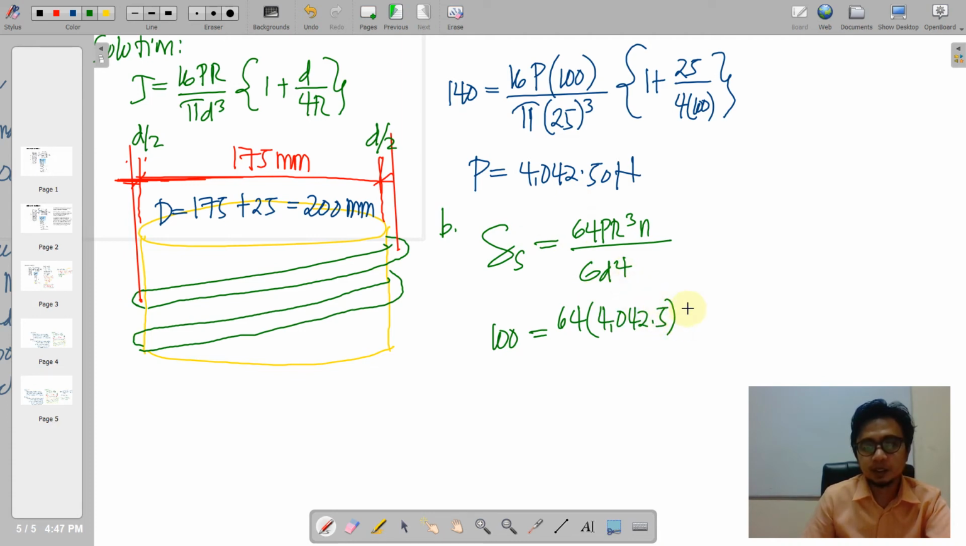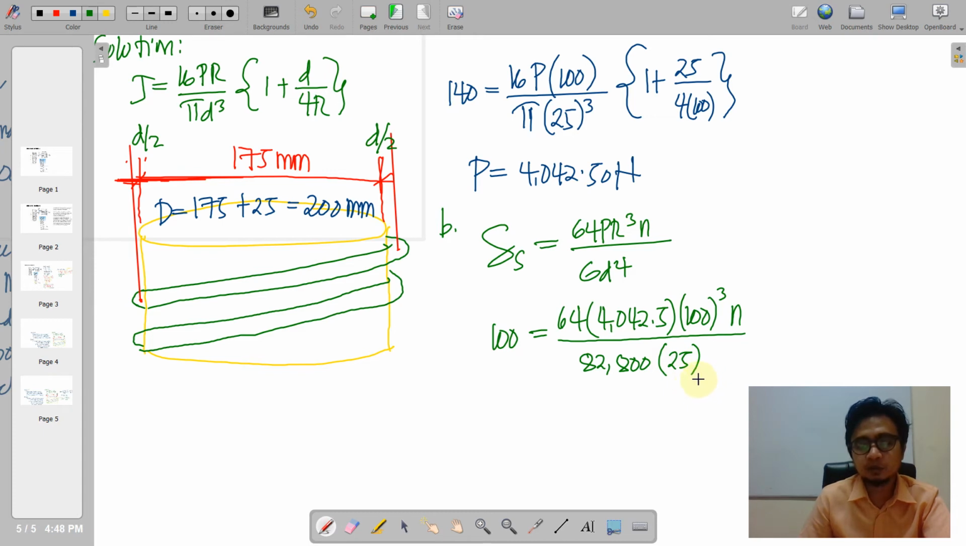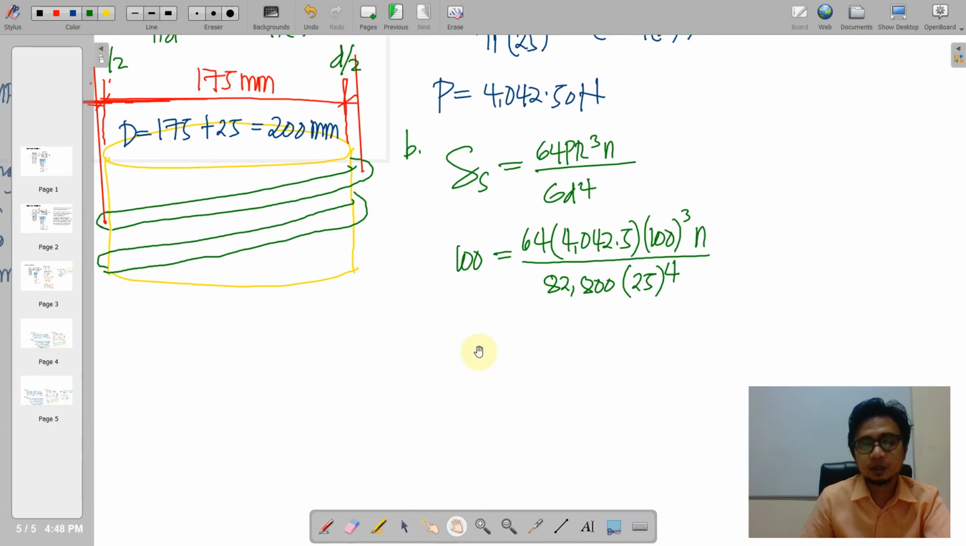For the P, we are going to use this one because P, which is 4042.5, is the P at the allowable stress level. So we're going to adopt this. That is placed there, and then the mean radius, that is cubed, the number of turns is unknown, all over modulus of rigidity, which is 82,800 times its diameter. Remember that this is a wire diameter, equivalent to 25 raised to 4. Okay, so this is the equation. We solve for N. N is found to be 12.5 turns. Okay, so this is for the first problem.